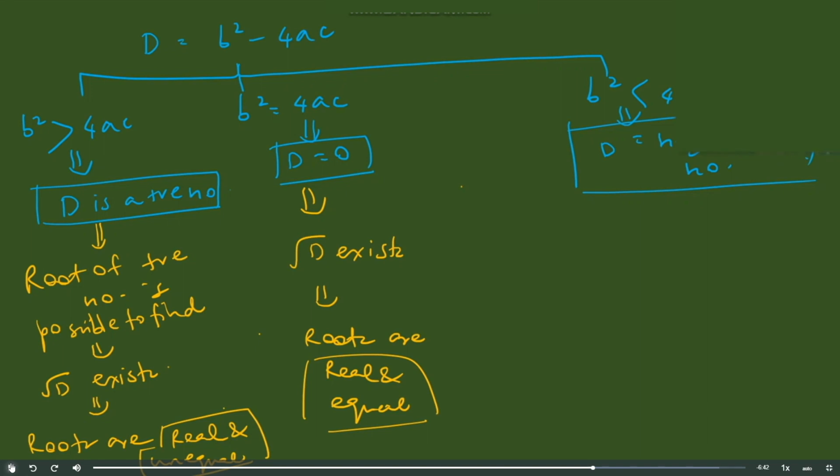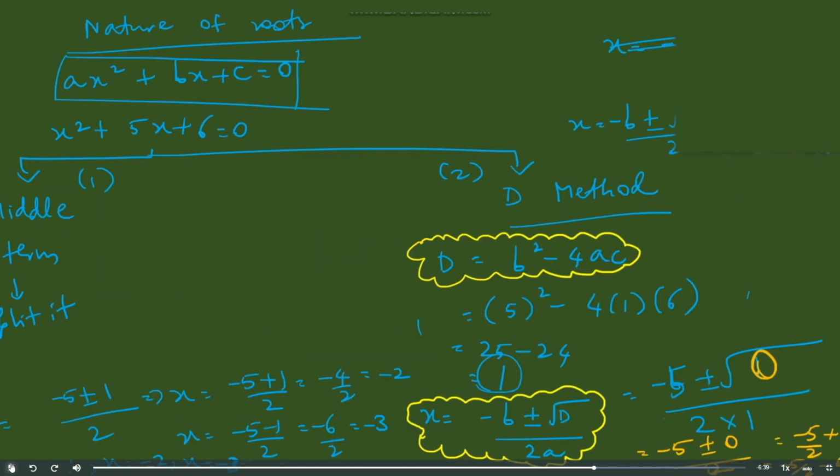What happens if b square is less than 4ac? Suppose it is negative. If the d value is negative, if b square is less than 4ac, the d value will be negative. Say for example, b square is equal to 24, 4ac is equal to 25, then d is equal to minus 1. If d is equal to minus 1, we will get a minus within this root here.